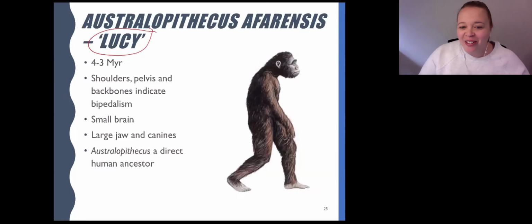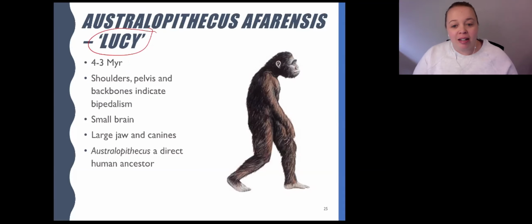And the reason she's called Lucy is a really nice little story. When the paleontologists were digging up all the bones at their archaeological dig site, they were playing Lucy in the Sky with Diamonds when they found her. So when they found her, they went, oh, let's just call her Lucy. So that's why she's called Lucy.